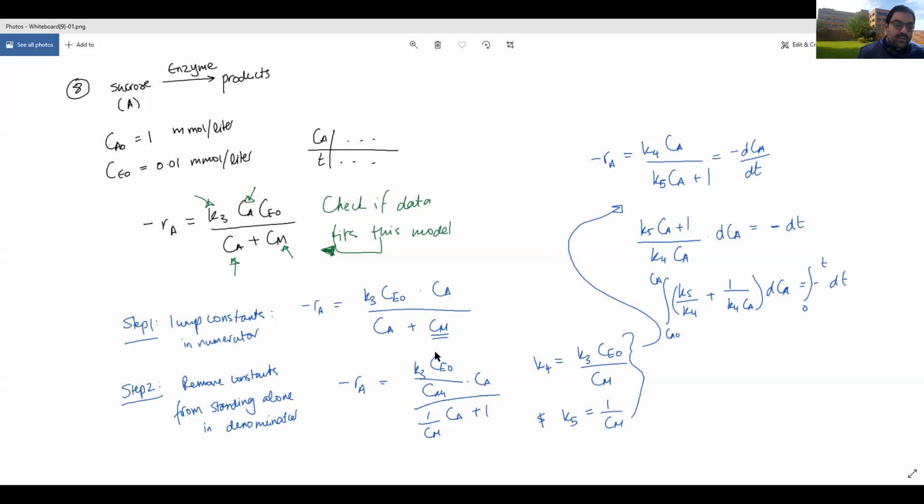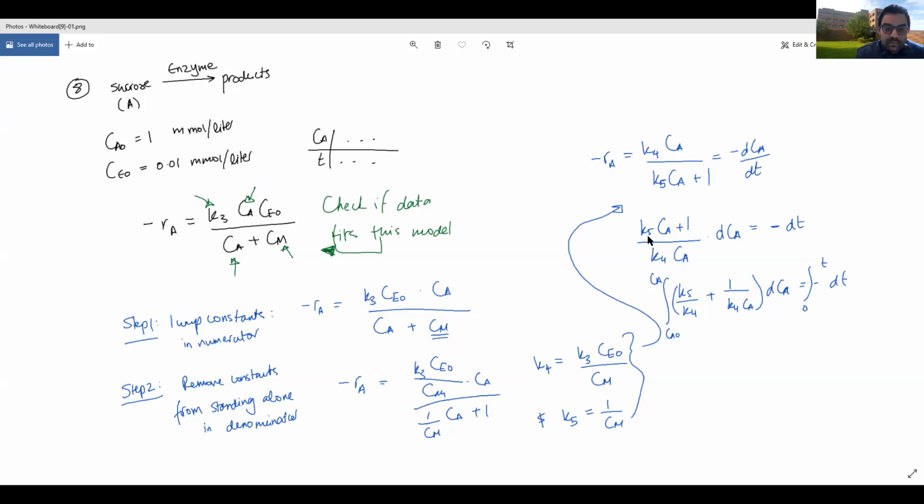So I have two constants in this case. The first constant is K3 CE0 divided by Cm, which lumps these three constants. And the second one is 1 over Cm times CA plus 1. Plus 1 is better than having a standalone constant, because it's usually easier to deal with plus 1 numerically. So at this point I renamed K3 CE0 divided by Cm as K4, and I renamed 1 over Cm to be K5. And we wrote the expression as K4 CA divided by K5 CA plus 1 is equal to minus dCA by dt.